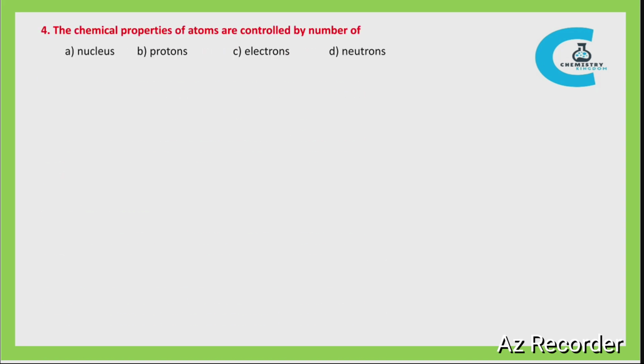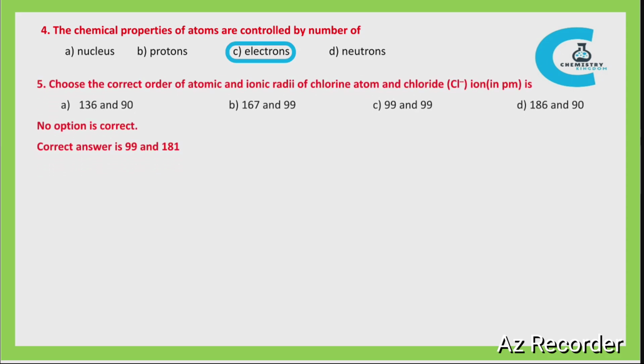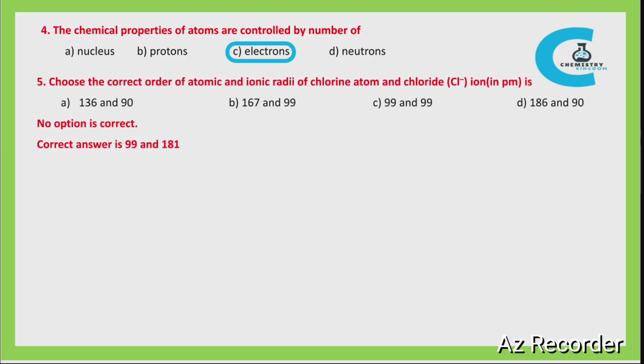Fourth question. Chemical properties of atoms are controlled by the number of electrons. Choose the correct order of atomic and ionic radii, chlorine atom and chloride ion. Remember, always chloride ion is bigger than chlorine atom. Cl minus is bigger than Cl. So no option contains that answer. Hence, this question's options are wrong. So I have given a correct answer, that is 99 picometer and 181 picometer. Chlorine atom has 99 picometer and chloride ion has 181 picometer.